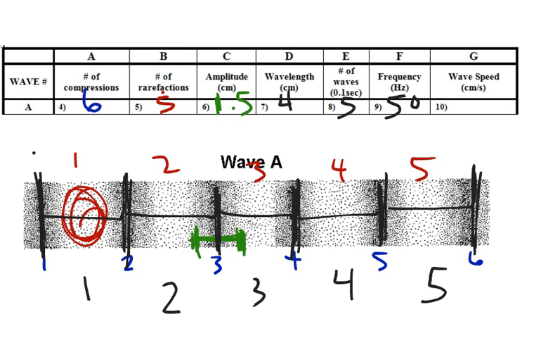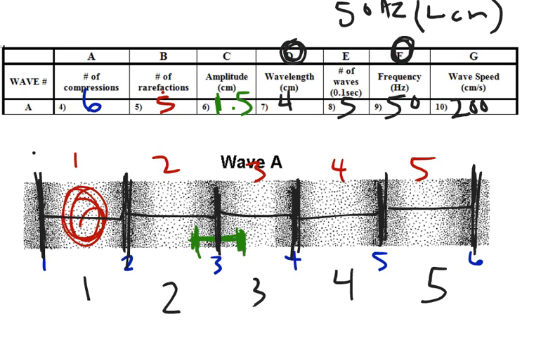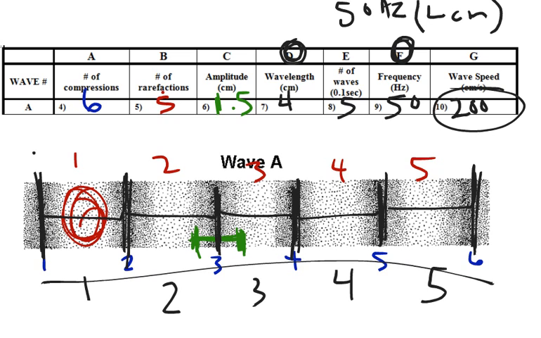All right, and then just like with the transverse wave, to find the wave speed, you multiply frequency times wavelength. So you take your frequency of 50 hertz, and then you're going to multiply that by your wavelength of 4 centimeters. So 50 times 4 would be 200, and it's going to be 200 centimeters per second, and that would be the wave speed for this particular wave.